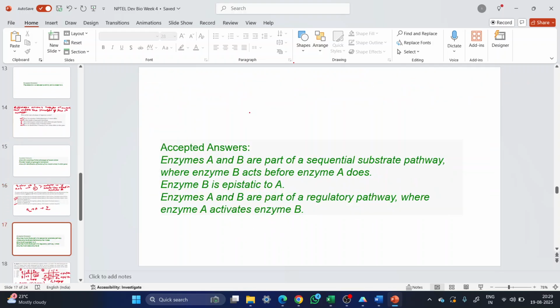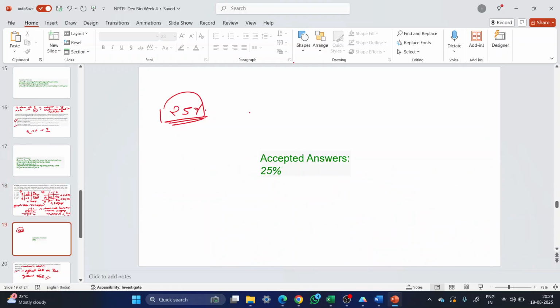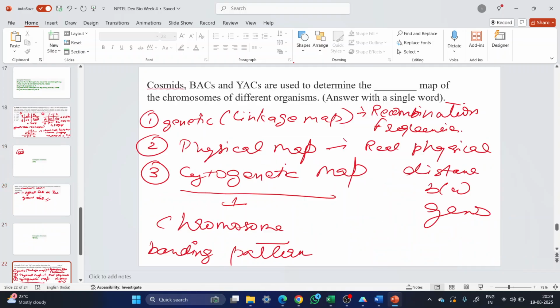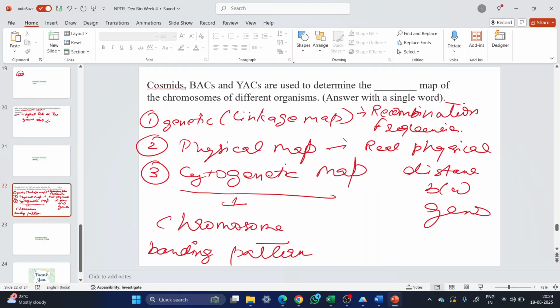Then the other important thing was mapping: genetic mapping, physical mapping, and cytogenetic mapping. Genetic mapping is based on recombination frequency. We also call it linkage mapping, generally used in C. elegans and Drosophila to study the 2-point test cross and 3-point test cross. Physical mapping tells the real physical distance between the genes. And cytogenetic mapping is based on the chromosome banding pattern.